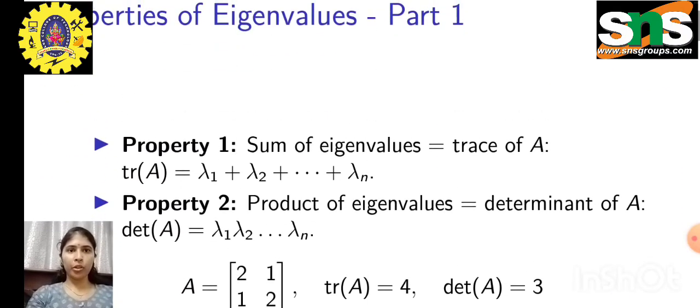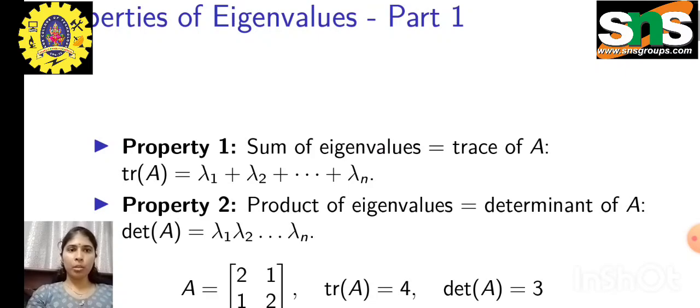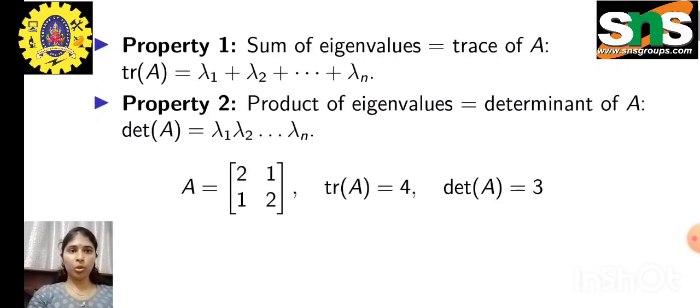Next we are going to see the properties. The first property: sum of eigenvalues is equal to trace of A, which means trace of A can be found by using lambda 1, lambda 2, up to lambda n. Next is property 2, which is product of eigenvalues is equal to determinant of A. For example, determinant of A is equal to lambda 1, lambda 2, lambda 3, up to lambda n.